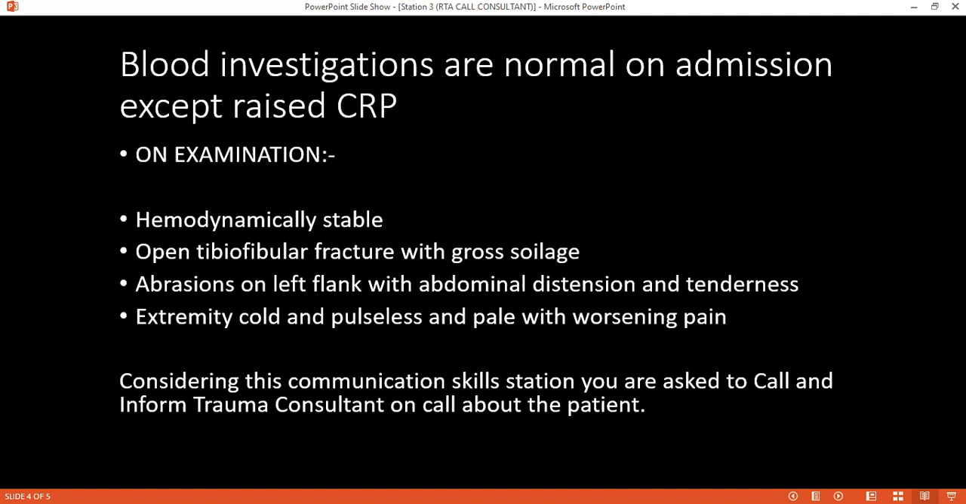Okay. What's the plan right now? What's the next investigation that you want to do? For the patient, I will ask for the routine investigations, of course, and also I will do CT abdomen and pelvis, and also CT brain, and also a duplex scan.